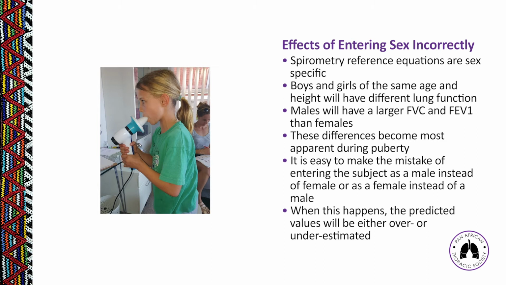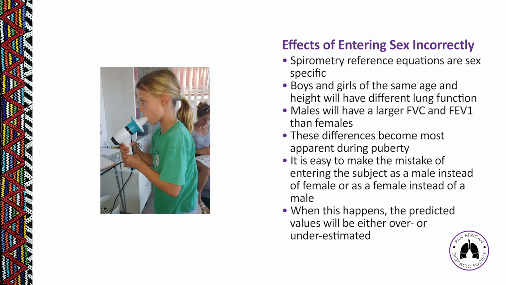Spirometry reference equations are sex-specific, so boys and girls of the same age and height will have different lung function. Males will have larger FVC and FEV1s than females once they are post-puberty. It is easy to make the mistake of entering the subject as a male instead of a female, or a female instead of a male.